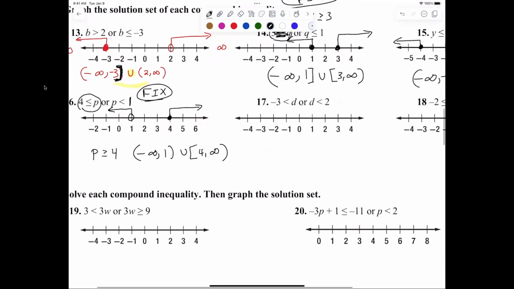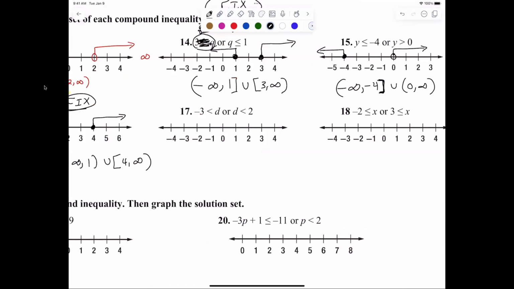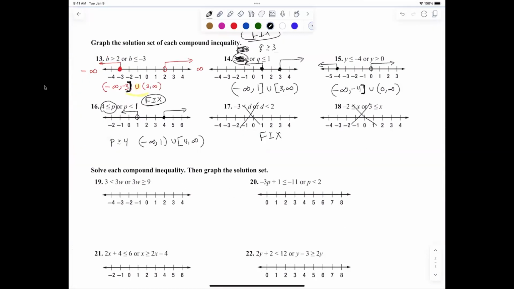Is greater than negative 3, less than 2. Just put an X on 17. Greater than 2. And you can put an X on 18. All right, here we go.